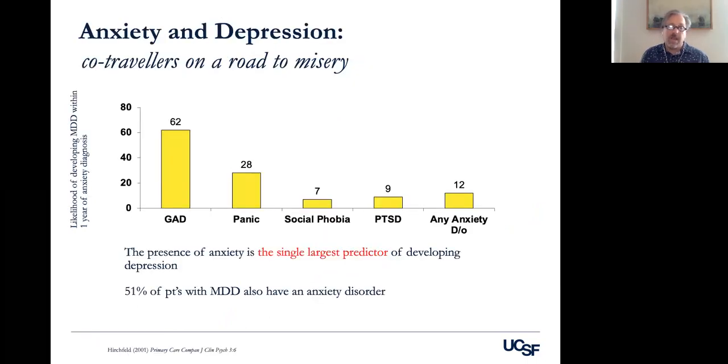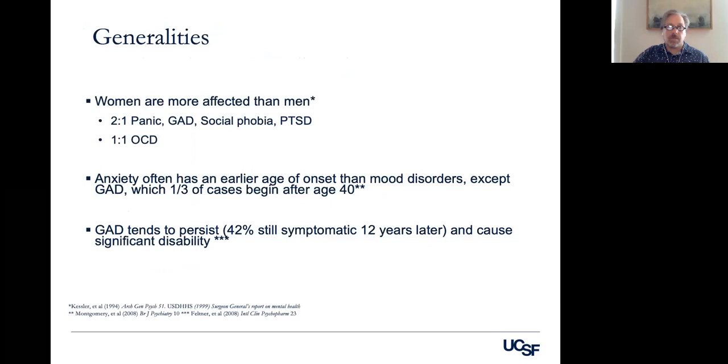And as I mentioned, anxiety can definitely predict depression. In fact, it's the single largest predictor of developing depression, and that overlap is about 50%. And GAD is the highest predictor of developing depression, followed by panic disorders. Now, in general, women are affected more than men in this.